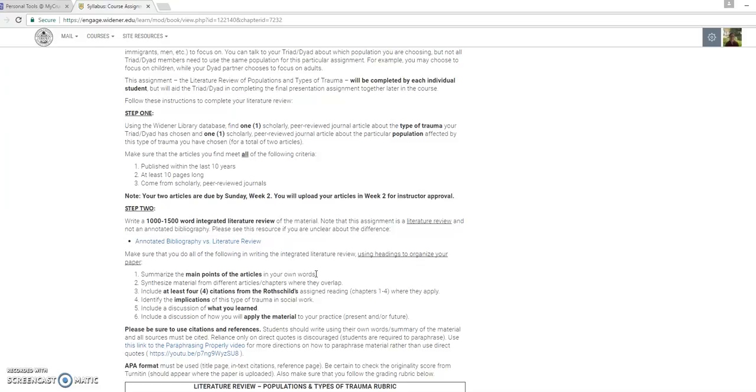Then you would synthesize the material from different articles and chapters where they overlap. So remember, you're working with at least 2 papers. So you're going to be presenting an integrated version of these 2 papers. You will take important information from both and then present it. You will also be integrating the Rothschild reading into this assignment. And believe me, it's not difficult to do that because Rothschild is applicable to pretty much everything. So at least 4 citations from Rothschild.